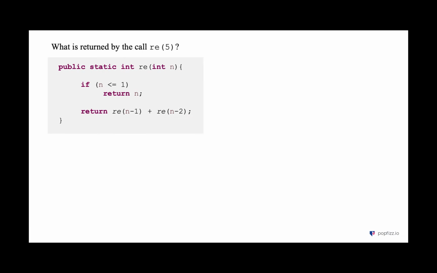Question number 2. What is returned by the call re passing 5? And this one's a bit challenging because we have a return statement that makes 2 recursive calls. And the first one passes in n minus 1, the second one n minus 2. So I'll give you a minute to take a look. If you have an answer, please plug it into the chat window.